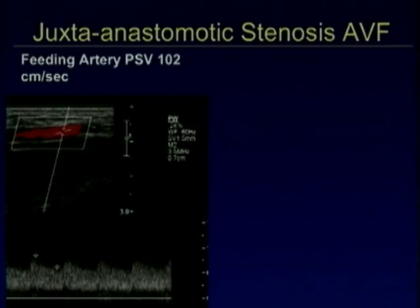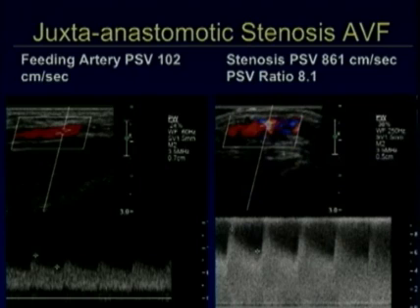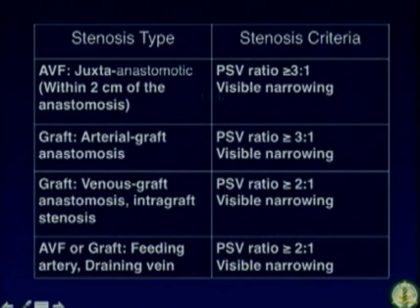So this is an example of a juxta-anastomotic stenosis in a fistula, 2 centimeters proximal to the anastomosis. The feeding artery peak systolic velocity is 102 centimeters per second. At the stenosis, we have a peak systolic velocity of 861 centimeters per second. So that gives us a peak systolic velocity ratio of 8 to 1. What ratios do we use? Well, it varies a little bit. For a fistula, if it's a juxta-anastomotic stenosis, we use a peak systolic velocity ratio of greater than 3 to 1 and a visible narrowing.